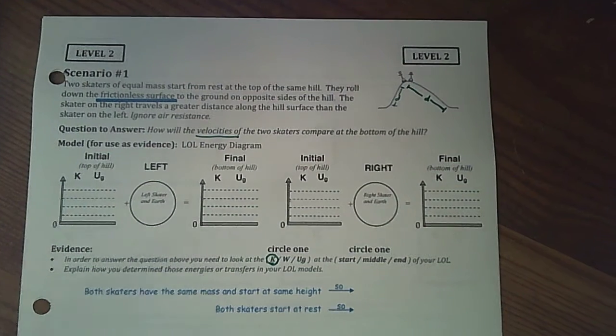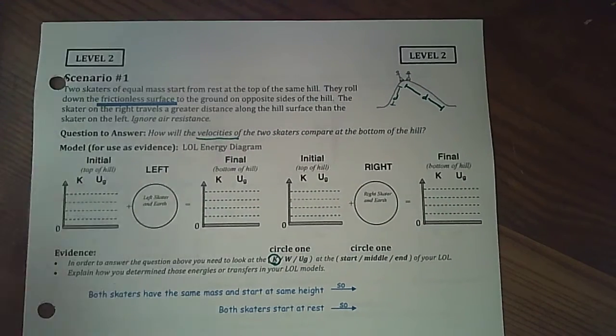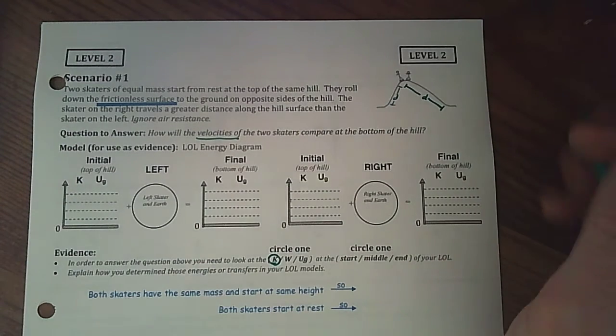Hello everyone, it's Mr. Wolfe here, and in this video I'm going to be walking through a level 2 problem, specifically scenario 1, where we have our two skaters skating down different sides of the hill.